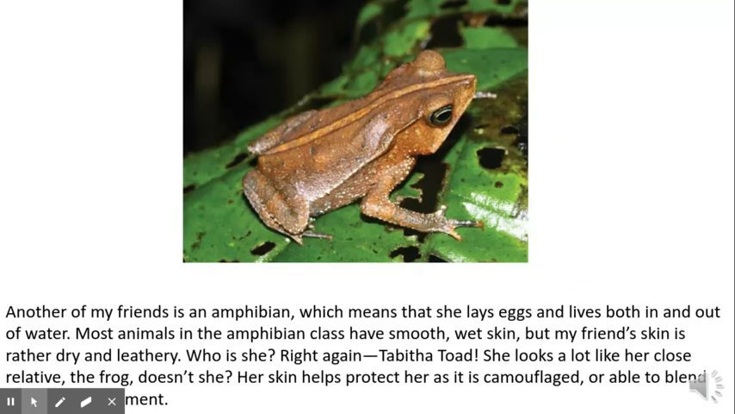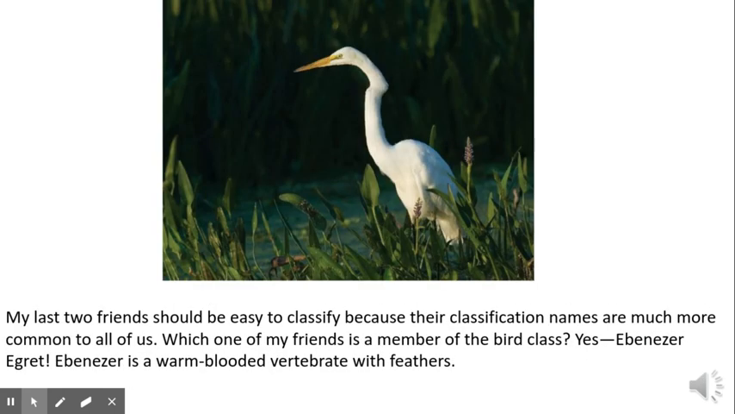Ooh. Another of my friends is an amphibian, which means that she lays eggs and lives both in and out of the water. Most animals in the amphibian class have smooth, wet skin, but my friend's skin is rather dry and leathery. Who is she? Right again, Tabitha Toad. She looks a lot like her close relative the frog, doesn't she? Her skin helps protect her as it is camouflaged, or able to blend into the environment.